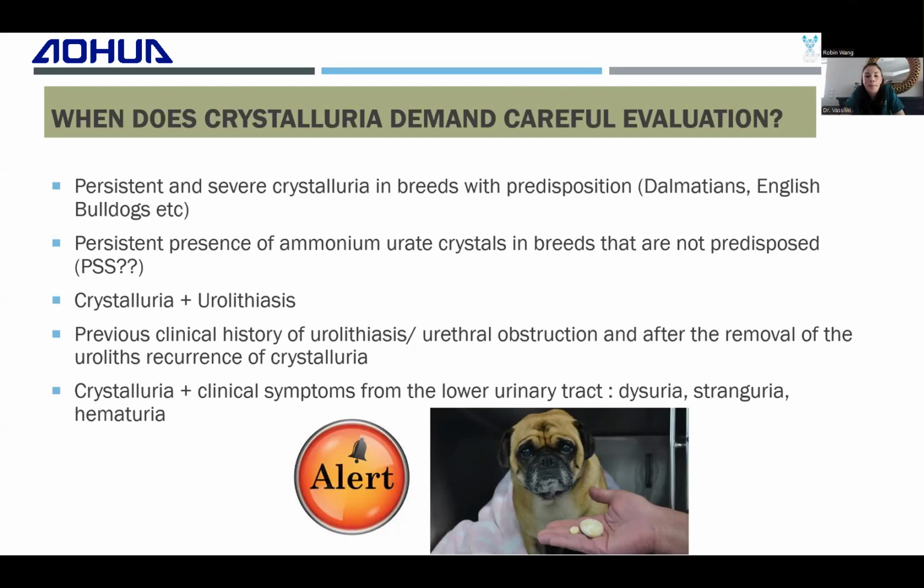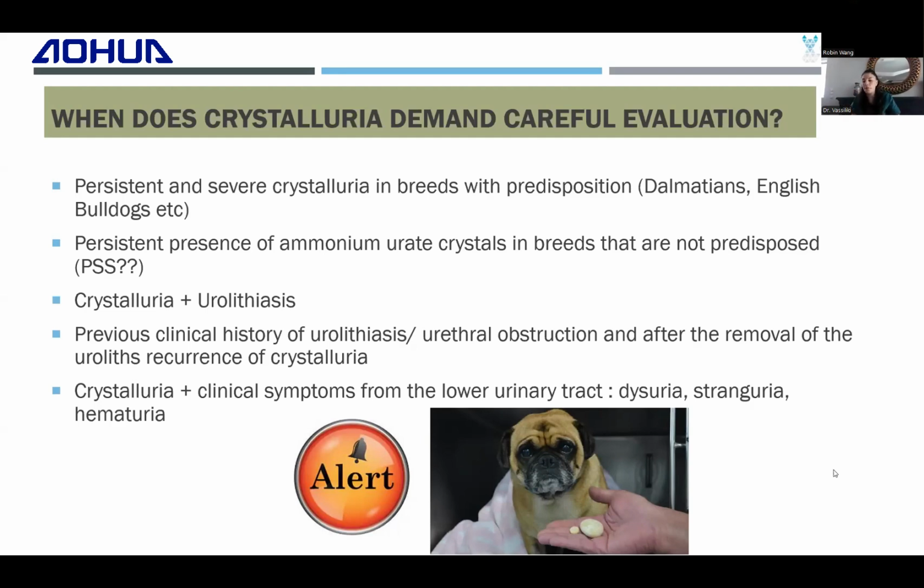So when are we actually concerned about having crystalluria? And we know that these animals need closer monitoring. So persistent and severe crystalluria in breeds with predisposition. And we've said which breeds are predisposed, like Dalmatians, English Bulldogs. So if you have a Dalmatian or an English Bulldog or a Schnauzer with persistent crystalluria, then these are red flags.